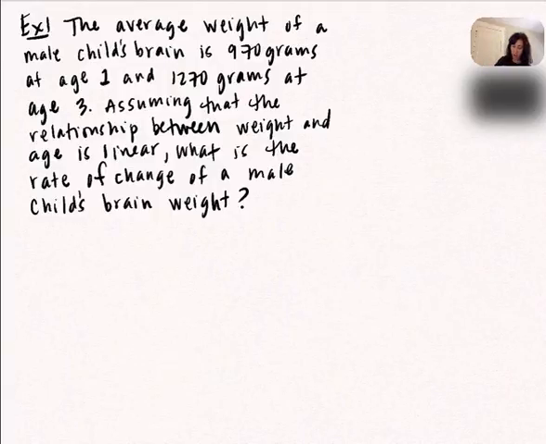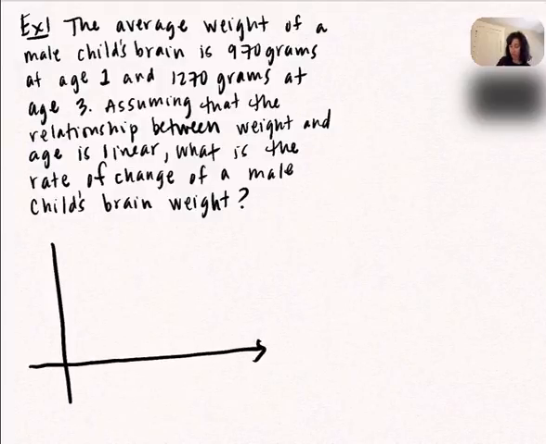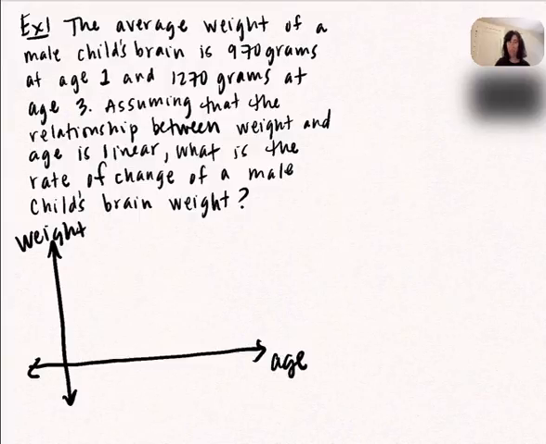So let's actually draw a little picture or a graph to help us better understand the situation here. We're essentially told that the weight of the brain of a kid is dependent on the age of the kid. So if we know the age of the kid, for example, maybe the kid is 1, we know that the weight of that kid's brain is about 970 grams. So the kid's brain is about 970 grams when they're age 1.